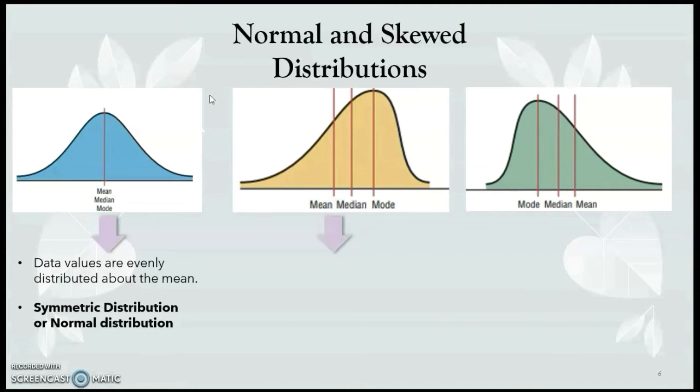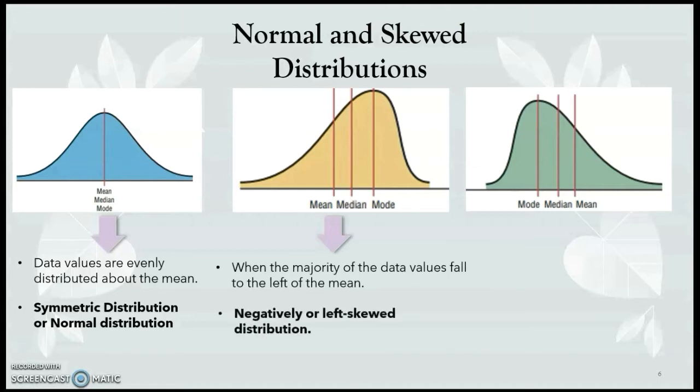For the second picture, compared to the first picture, which has only one red line, this second picture has three red lines. It means that the majority of the data values fall to the right of the mean. This distribution is said to be skewed. This is called a negatively skewed or left skewed distribution. In negatively skewed, the mean falls to the left of the median, and both mean and median fall to the left of the mode.